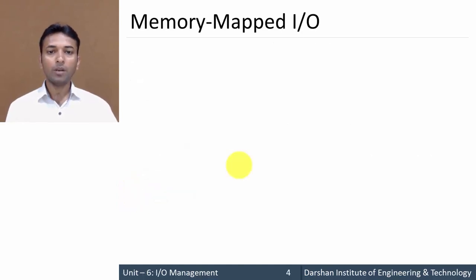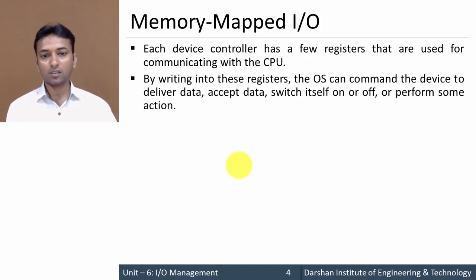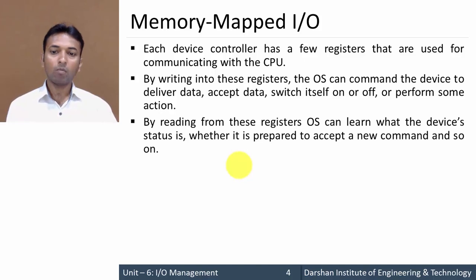Next, move further. Memory mapped I/O. What is memory mapped I/O and how it is carried out? So first of all, what is memory mapped I/O? Each and every device controller has few registers, and these registers are used for the communication with the CPU. And by writing into these registers, the operating system can command the device to deliver data, accept data, switch itself on or off, or perform some other actions. And by reading from these registers, the operating system can find out what the device status is, whether it is prepared to accept a new command or not.